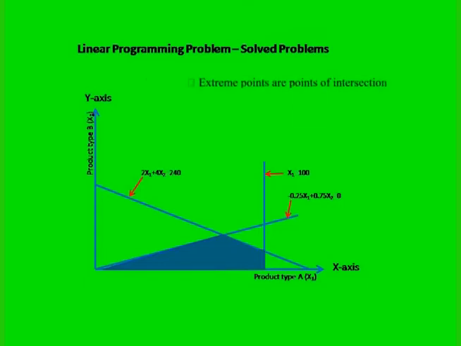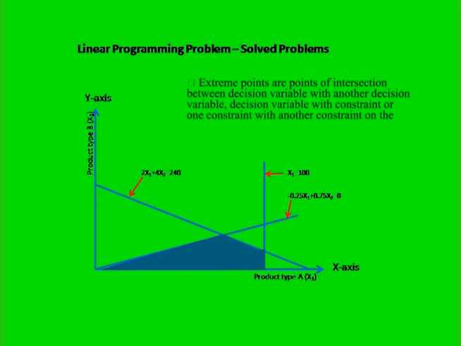Extreme points are points of intersection between a decision variable with another decision variable, a decision variable with a constraint, or one constraint with another constraint on the boundary in contact with the feasible region. Here, point O, the intersection of the 3 lines, that's product type A or x1, product type B or x2, and the daily sales volume constraint, that's negative 0.25 x1 plus 0.75 x2 is equal to 0.